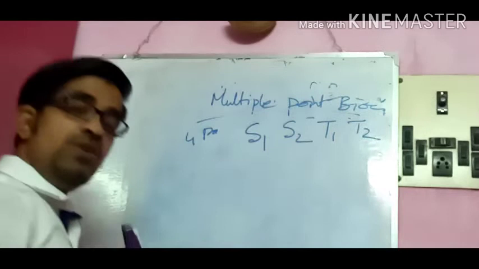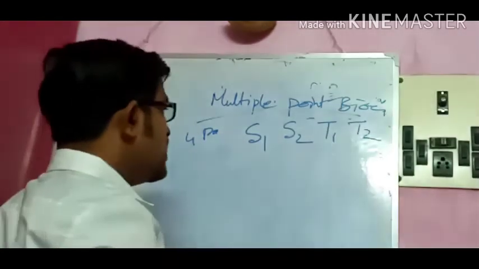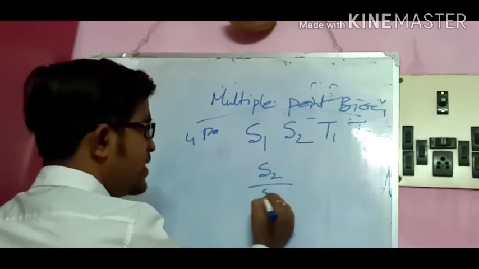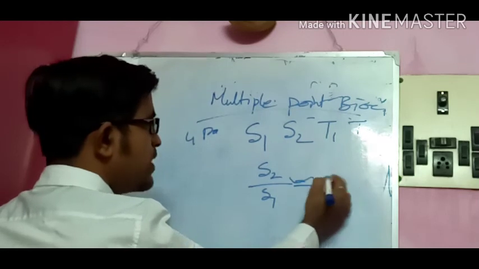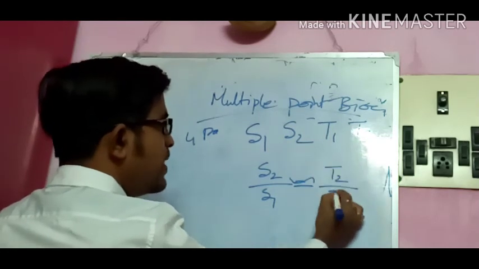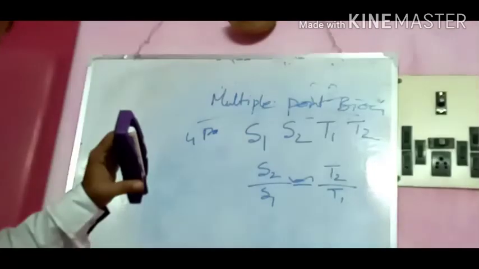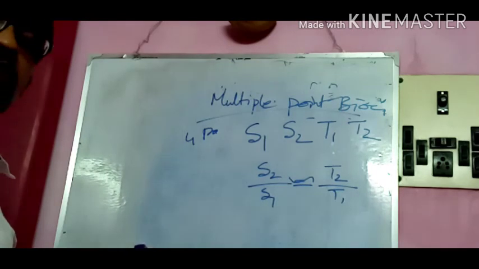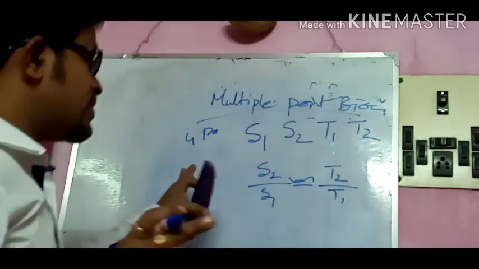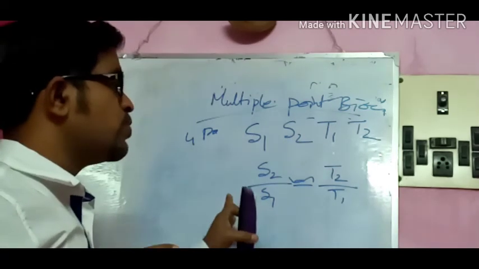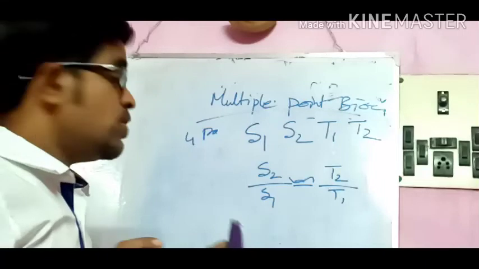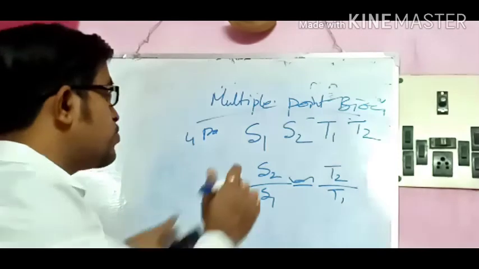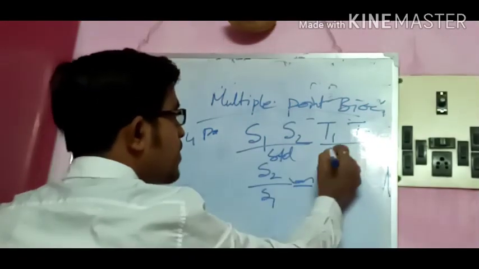Remember that here 2 formulas are there. S2 by S1 should be proportionate with T2 by T1. This reasoning you have to keep in your brain prior to selecting the dose, prior to selecting the response. S2 by S1 always should be proportionate with T2 by T1. So when you are going to find these 4 responses, you have to select S1, S2 from the standard and T1, T2 from the test.